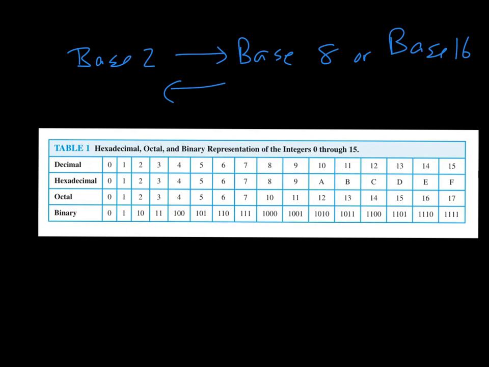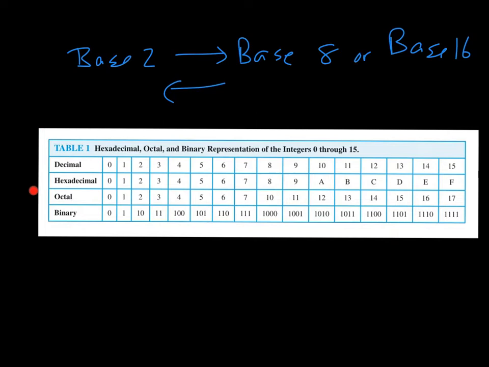In class, I talked about converting from decimal into base 2, binary, base 8, octal, and base 16, hexadecimal, and vice versa, converting from binary to decimal, base 8 to decimal, or base 16 to decimal. So now I want to show you a really easy way to go from either base 2 to base 8, or base 2 to base 16, and then vice versa, going from base 8 to base 2, or base 16 to base 2. And it all uses this table right here.